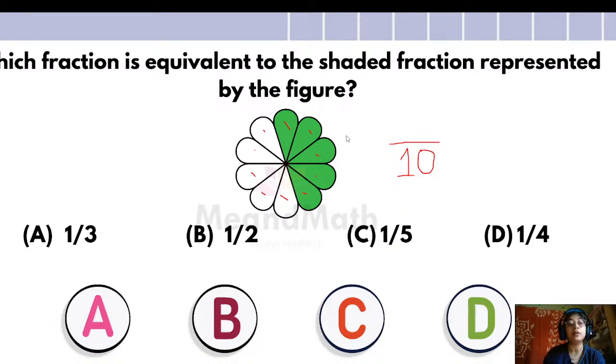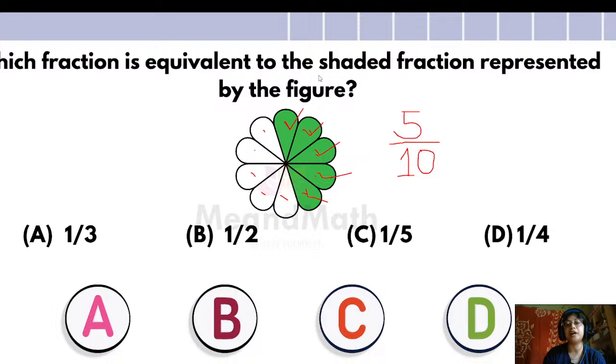Now out of 10, how many parts are colored? Let us see how many parts are colored green. So we have 1, 2, 3, 4, and 5. 5 parts, 5 petals are colored green, right? So we are going to write 5 as the numerator.